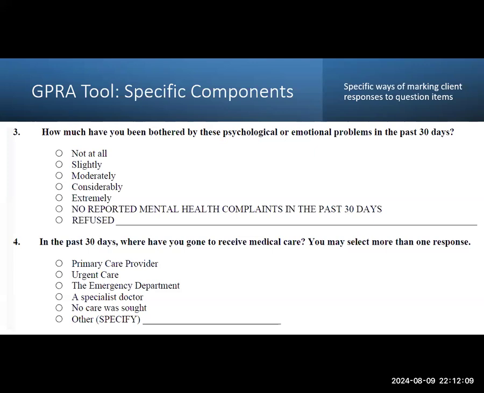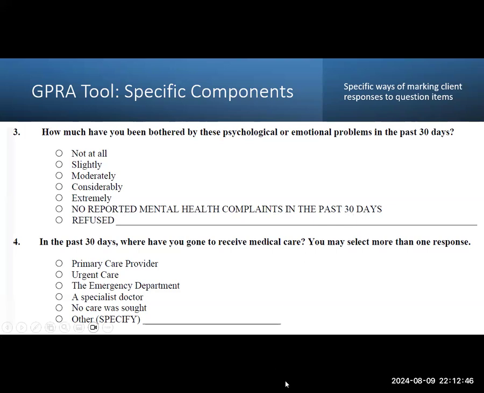Please note that the GPRA tool provides written instructions for exceptions to this rule. For example, here on the slide, we can see questions 3 and 4 in Section F, mental and physical health problems and treatment and recovery. For question 3, we would only read the response categories in lowercase letters, so not at all, slightly, moderately, considerably, and so on. If the client doesn't report any mental health complaints within the last 30 days, you would mark the response category in all caps that says no reported mental health complaints in the past 30 days.